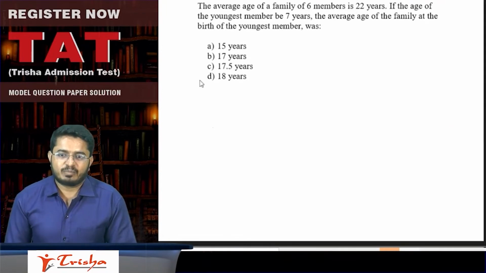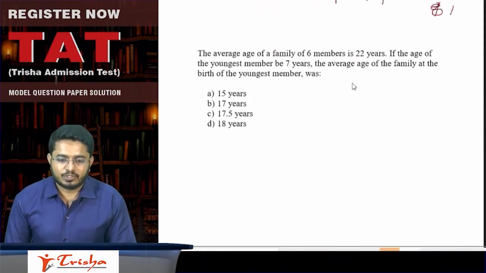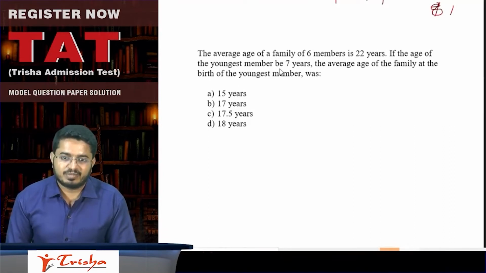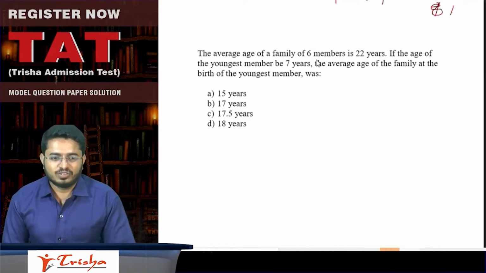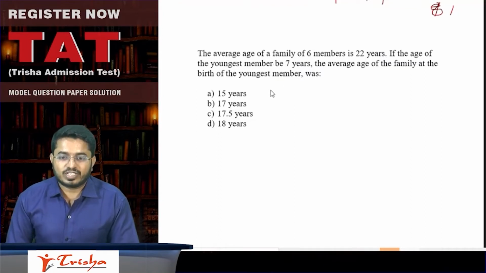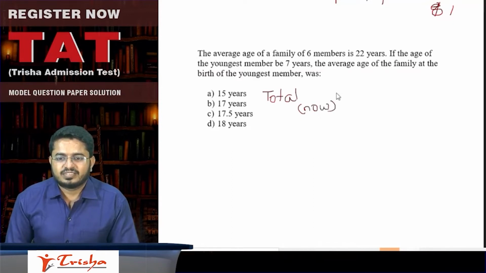The average age of a family of 6 members is 22 years. If the age of the youngest member be 7 years, the average age of the family at the birth of the youngest member was, okay? So they have given you a question, they have twisted certain things. Just have to apply common sense here, you'll easily get the answer. First of all, once again, average age is given and also number of members are also given. So can we find out total age of the family? Right? Total age of the family now, right? At this time, now. So 22 is the average age. Number of people in the family is 6. So total age of the family is 132 years.